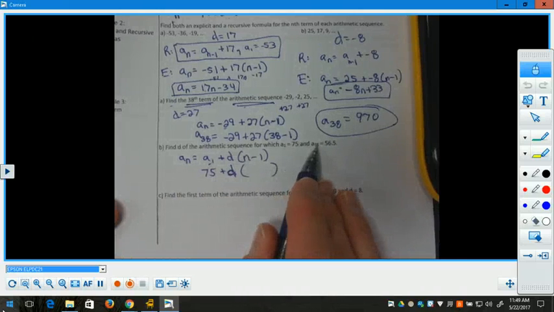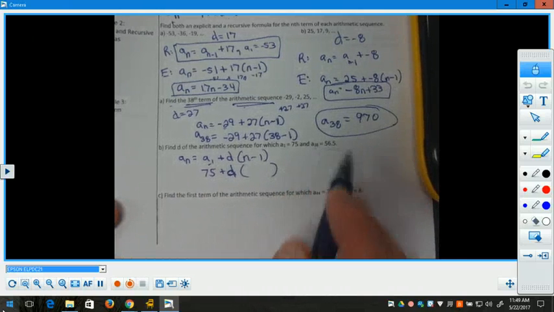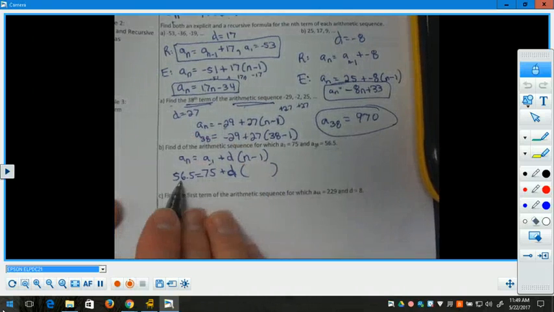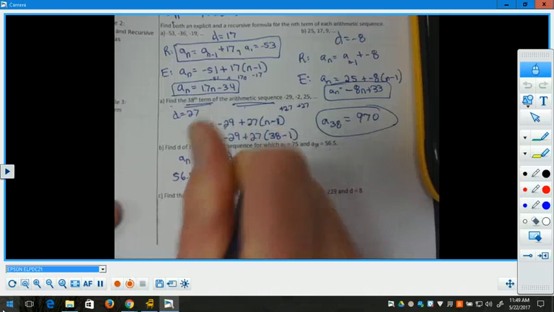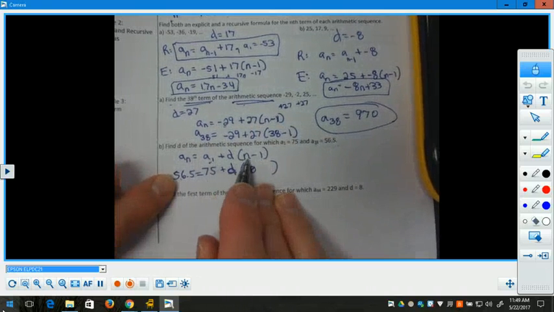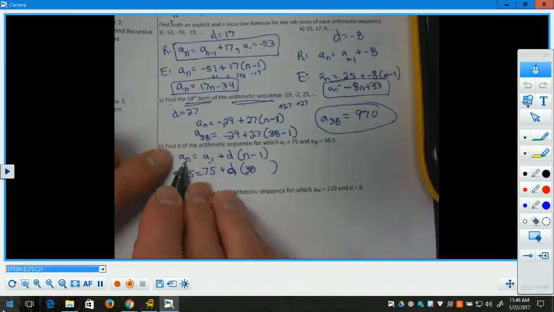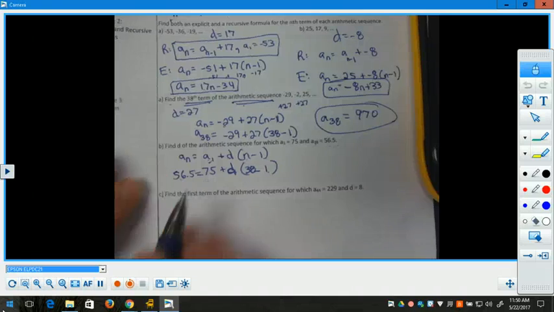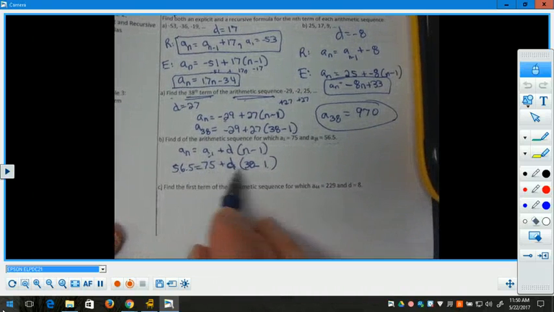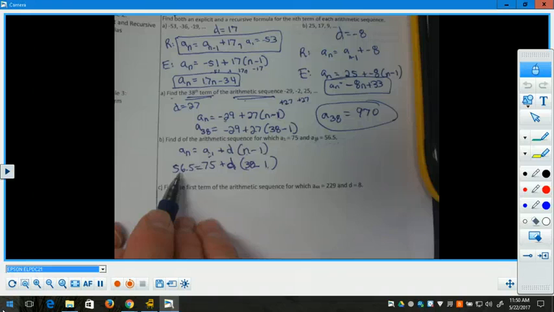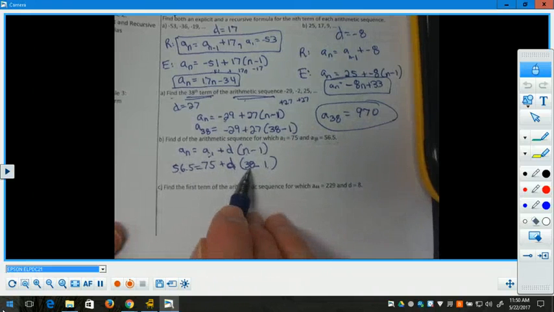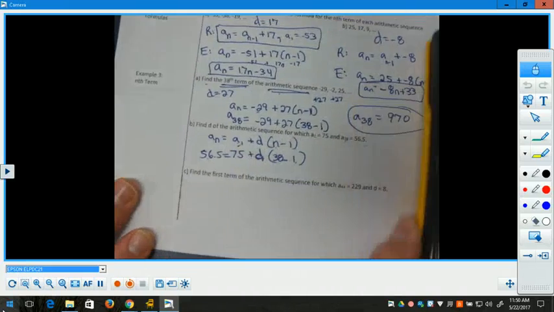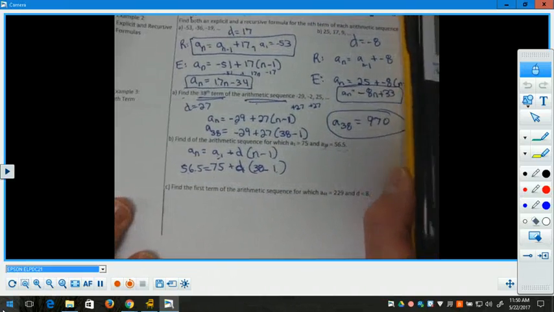We also know that the other value they gave us was 56.5. That's the a sub 38. So this would be position 38 associated with this term, just like position n is associated with this term. And this would be minus 1, position 1, associated with the first term. So all I did was plug in a sub 1 here with my position 1, a sub 38 with position 38 here.